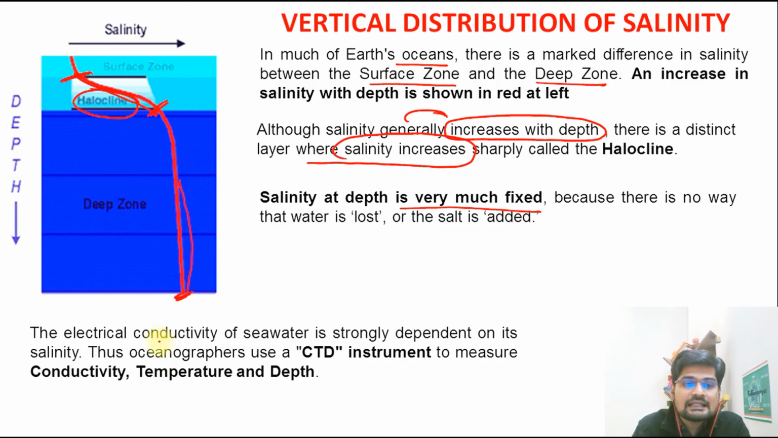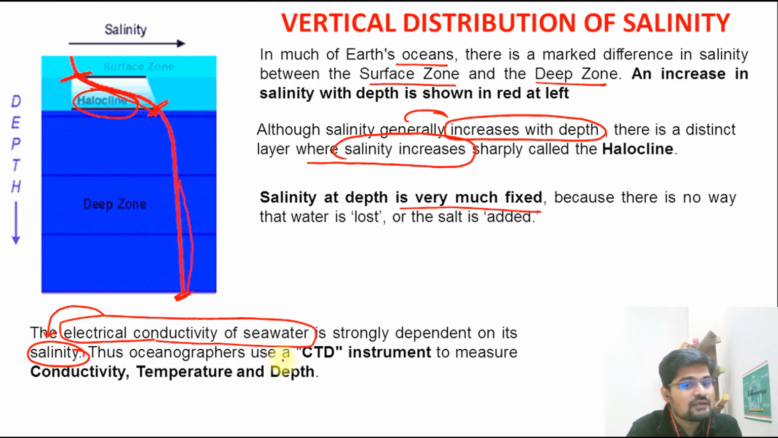And remember, the electrical conductivity of seawater is measured because salty water is there, and it is dependent upon the salinity factor. So electrical conductivity is being studied, and oceanographers also use an instrument called CTD, which is the conductivity, temperature and depth instrument, to understand this vertical distribution of salinity.